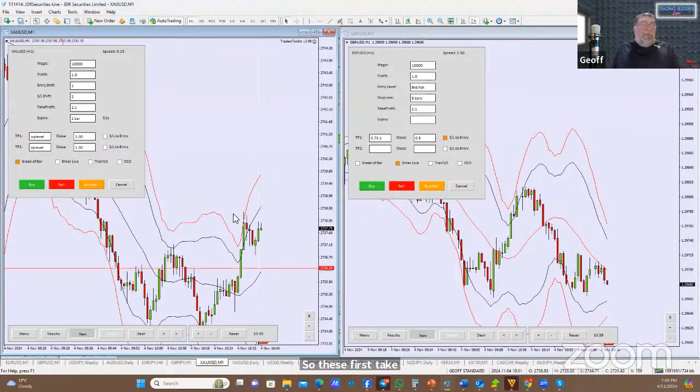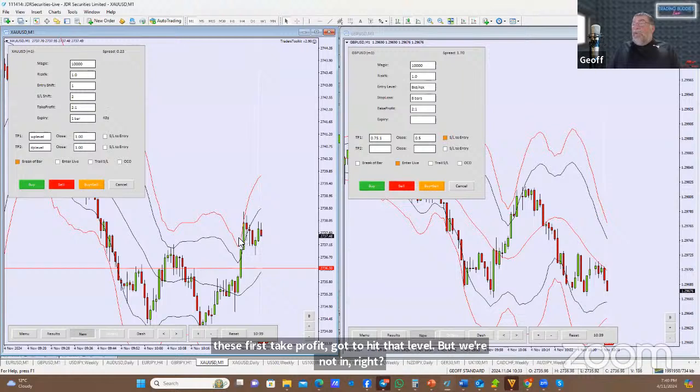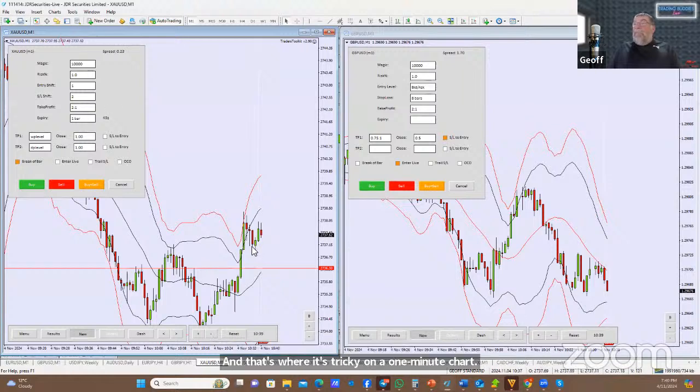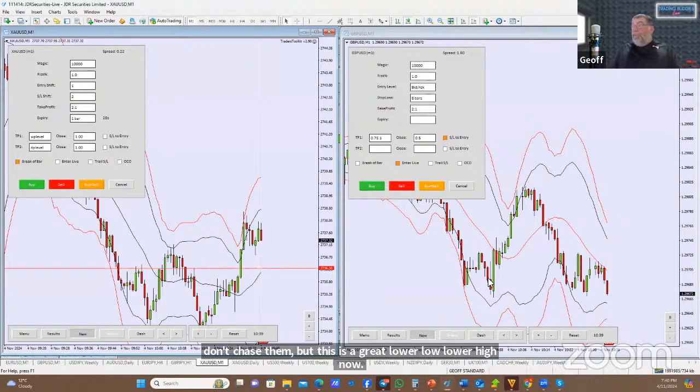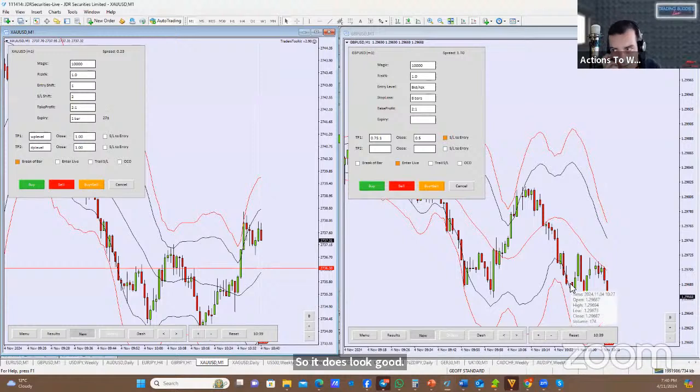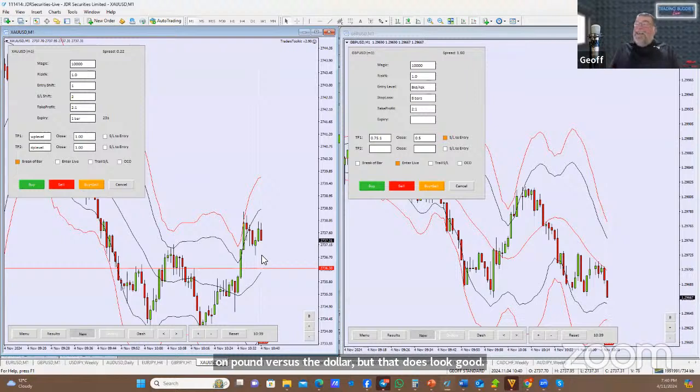And that's where it's tricky on a 1 minute chart. You've really got to be ready to take it. And right there, you'd have to go bang in that market. I don't chase them, but this is a great lower high now, so it does look good for mine. Yeah. Nothing on pound versus the dollar, but that does look good. Look, I'm still trying to work this out. No, that's okay, mate. I mean, yeah, this one may well work out.